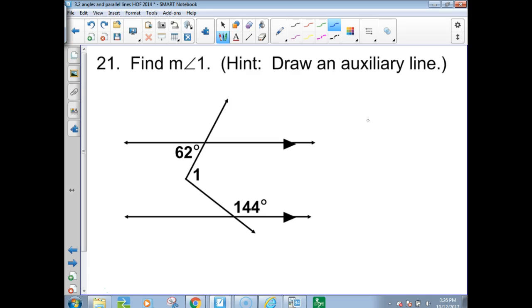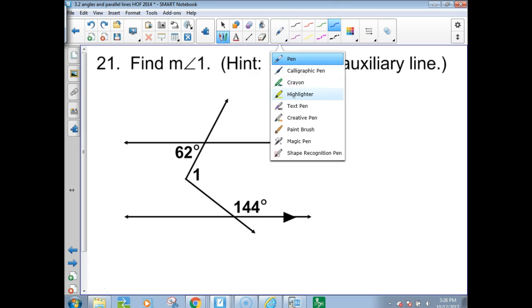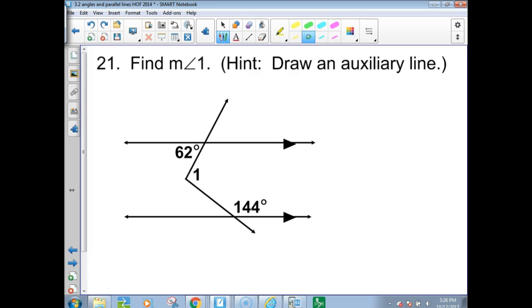All right, 21. One more. I want another auxiliary line. This one's going to be a little different, guys. But we know where we're putting it, right?